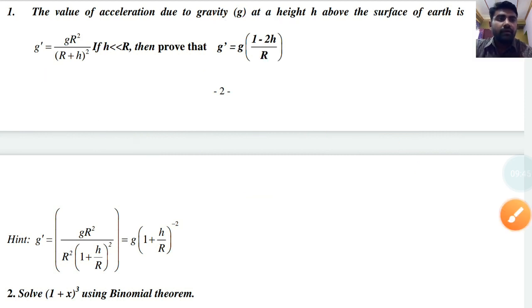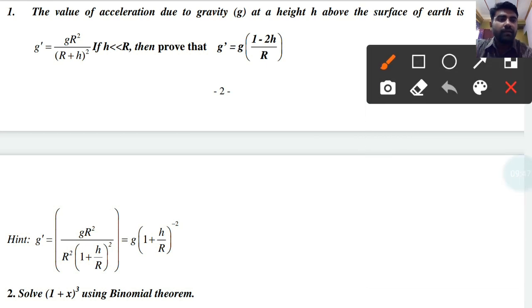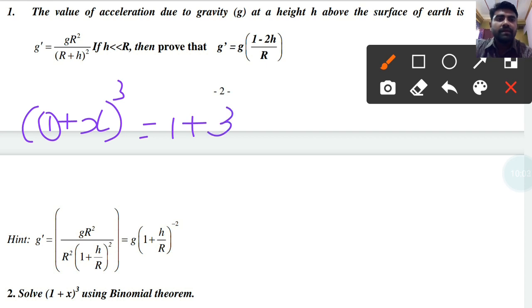Now time for a third solution, 1 plus x raised to 3 using the binomial theorem. So see here 1 plus x raised to 3 is equal to first term 1 from here plus second term 3x, right, because the power should multiply with that. So if x is much less than 1, then we can neglect all other higher terms, right?